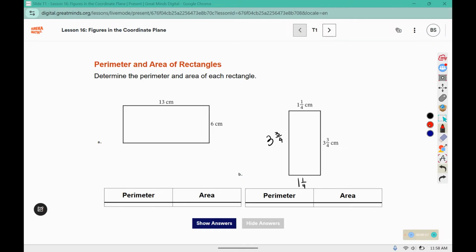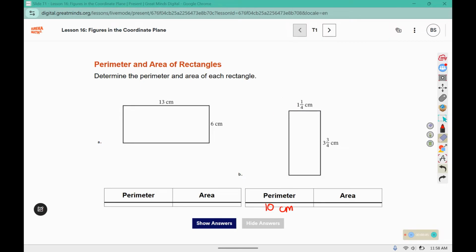If we add 1/4 and 3/4, that gives us one whole. So I have 3 plus a whole makes 4, plus another whole makes 5. So these two sides combined make 5, and these two sides combined make 5. So our perimeter here would be 10 centimeters.